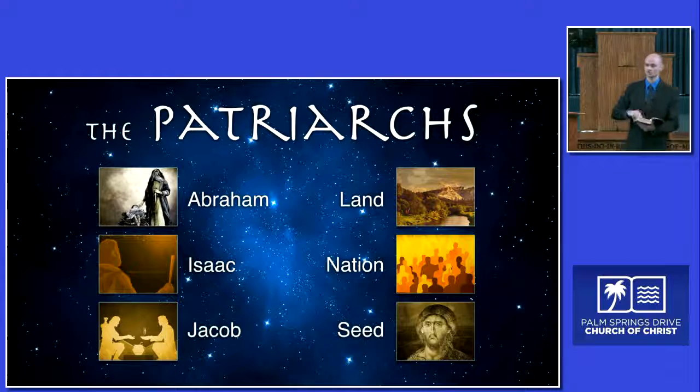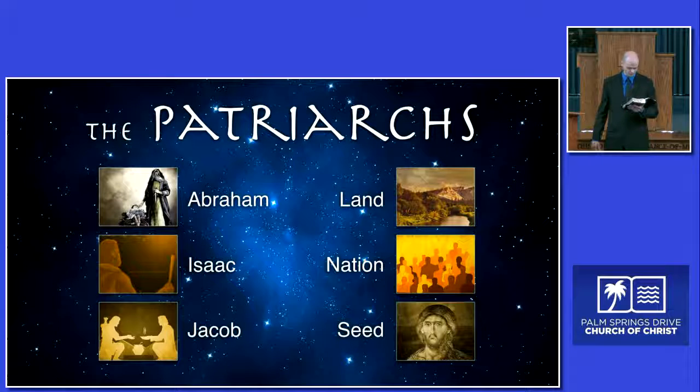Go to Genesis 22. Genesis 22, this is when Abraham offered his son Isaac, or was going to offer him. And then God told him to stop. And then God says through the angel of the Lord in Genesis 22 and verse 18, he repeats that third promise there. "In your seed, all the nations of the earth shall be blessed because you have obeyed my voice."